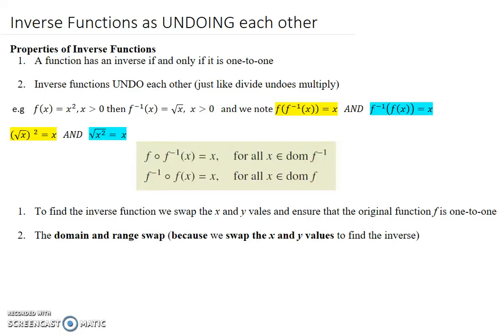Okay, so this video is going to go through properties of inverse functions and the idea that inverse functions undo each other. So one key idea is that for a function to have an inverse, the original function needs to be one-to-one. Okay, so that's a one-to-one function, and that's not a one-to-one function, so it needs to satisfy both the horizontal and the vertical line test, whereas that one fails.